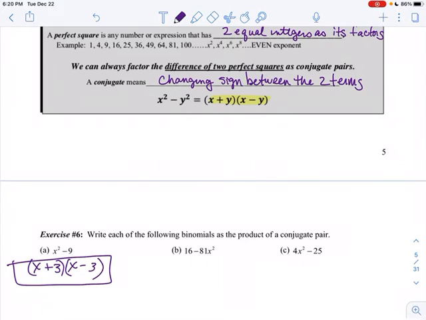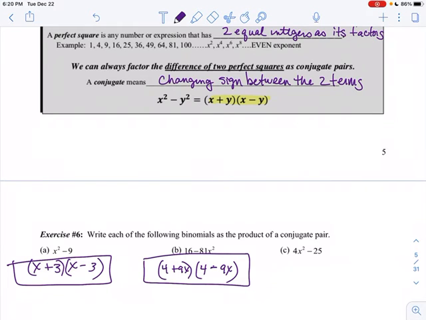16 is a perfect square, 81 is a perfect square, and x squared is a perfect square. So 4 times 4 is 16, 9 times 9 is 81, and x times x is x squared. So this is going to be 9x times 9x is 81x squared. One's a plus, one's a minus.